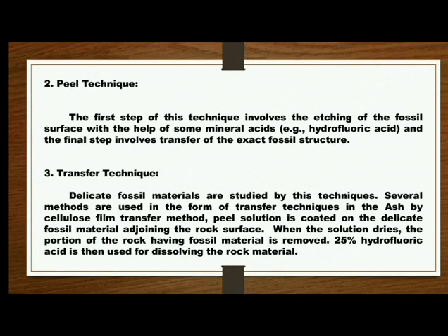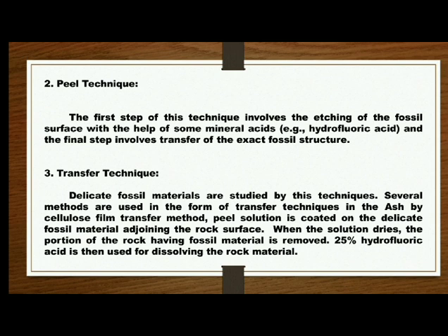Next, the peel technique. The first step of the technique involves the etching of the fossil surface with the help of some mineral acid, for example hydrofluoric acid. And the final step involves the transfer of the extracted fossil structure. Next, we will see the transfer technique. Delicate fossil materials are studied by this technique.